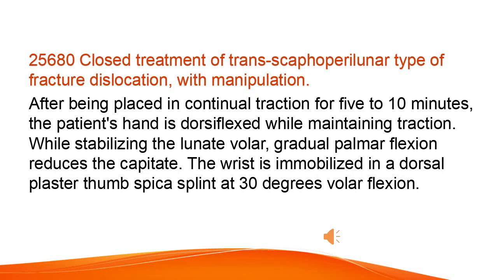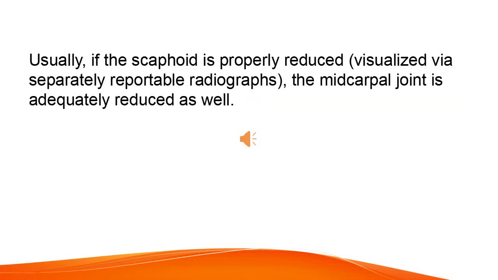Closed treatment of transscaphoperilunar type of fracture dislocation, with manipulation. After being placed in continual traction for 5 to 10 minutes, the patient's hand is dorsiflexed while maintaining traction. While stabilizing the lunate volar, gradual palmar flexion reduces the capitate. The wrist is immobilized in a dorsal plaster thumb spica splint at 30 degrees volar flexion. Usually, if the scaphoid is properly reduced, visualized via separately reportable radiographs, the midcarpal joint is adequately reduced as well.